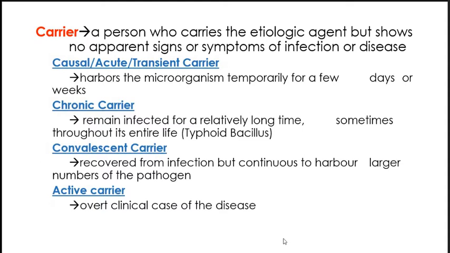Next is yung convalescent carrier. Ma'am, yung pangatlong type ay recovered na siya from an infection pero hindi totally natanggal sa katawan yung agent. So ibig sabihin carrier pa rin siya. Recovered lang siya kasi wala na sa kanya yung signs and symptoms ng disease pero yung agent nasa katawan niya pa rin. So yung active carrier naman, active yung agent sa kanya.